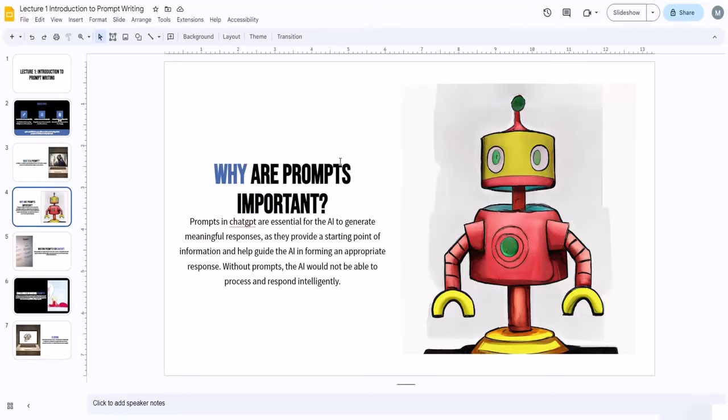Why are prompts important? Well, it might be obvious, but prompts in ChatGPT are essential because they are what make the AI generate the responses. As you provide a starting point of information, you help ChatGPT predict the next word, because ChatGPT is truly nothing but software that uses this technique of predicting the next word. It has an algorithm that says which word is more likely to be the next one, and it chooses based on that algorithm. And it does it so well.